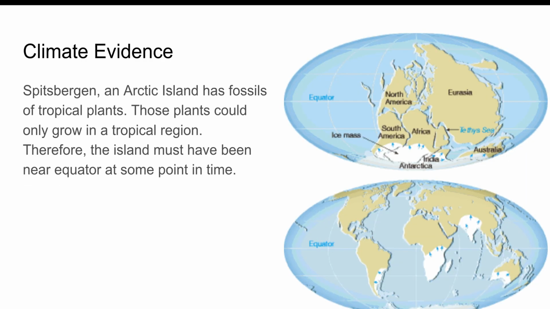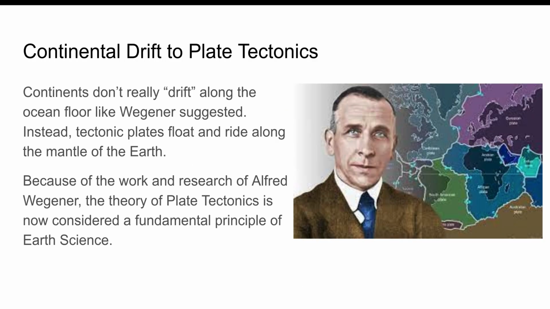And the last one, climate evidence. We are finding fossils of tropical plants in areas that are way too cold right now to have tropical plants growing there. And we are also finding coal in areas that are cold. And there's no way that there was plant life that would turn into coal in those cold areas. And so they must have moved around the globe. So those are the 4 pieces of evidence that Wegener came up with.